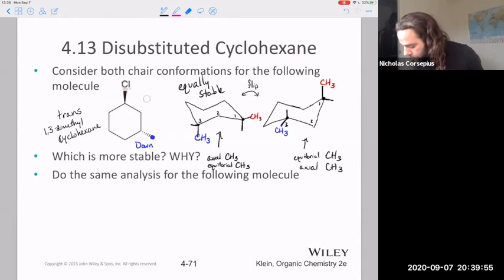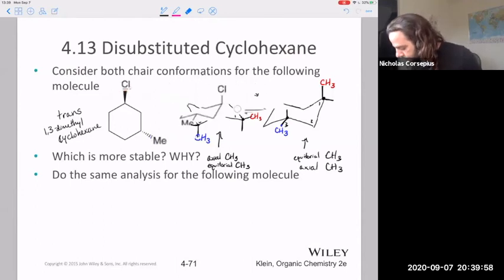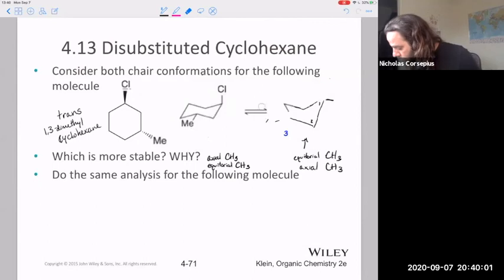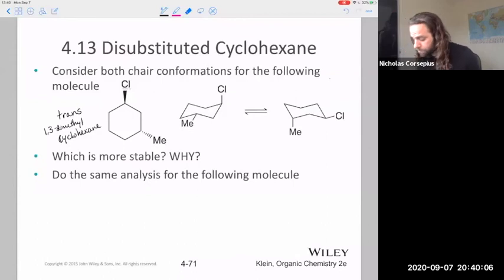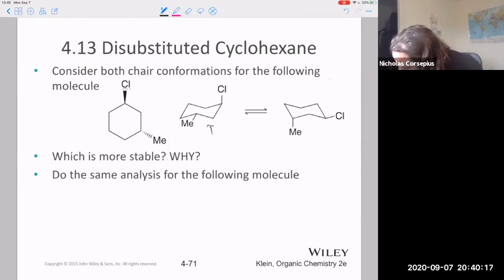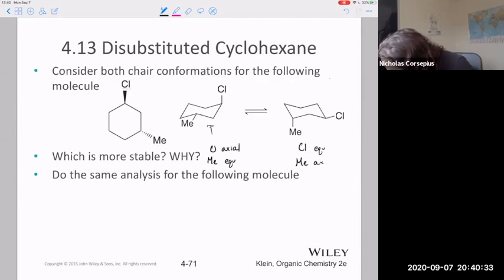We could do a similar problem where these groups weren't equivalent. So if the original problem on the slide wasn't 2 methyl groups, but rather 1 chlorine and 1 methyl group, in this case, which one's going to be more stable? So we have to evaluate. Over here, we have Cl axial and Me equatorial. Over here, we have Cl equatorial and Me axial.